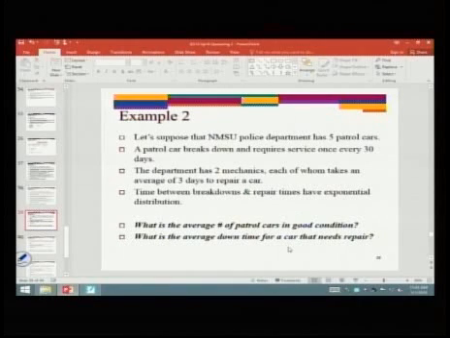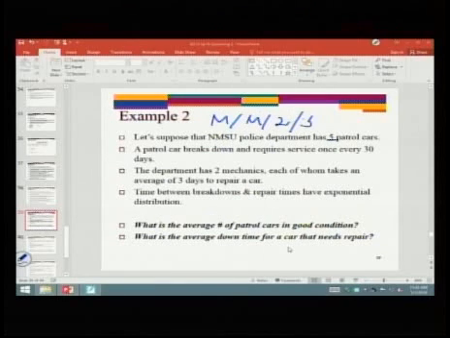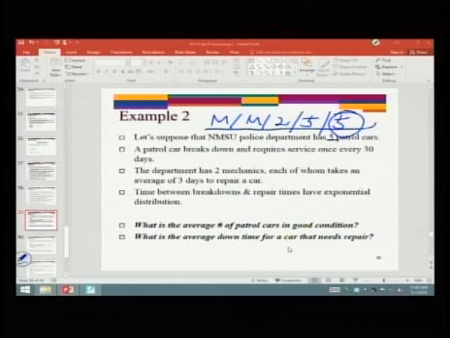So this is very similar to the previous case, right? Obviously, this is the 2-server case, right? So looks like it's M/M/2. And what about the system capacity? It's 5, right? And since they are taking care of only 5 patrol cars, the entire source population is also going to be equal to 5, okay? So it's going to be the M/M/2/5/5 model.